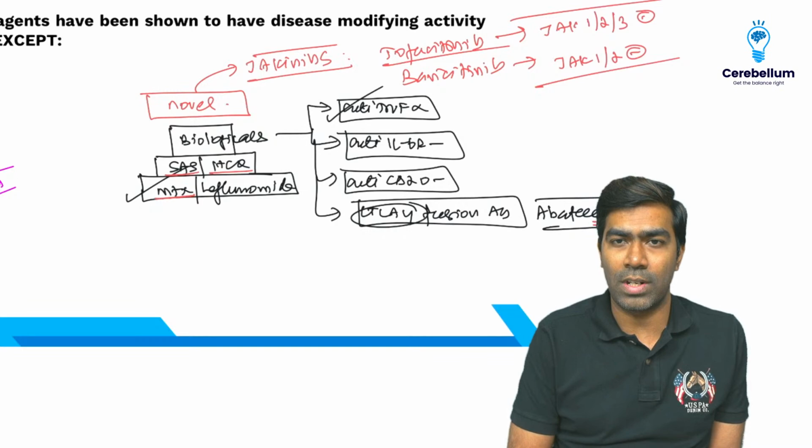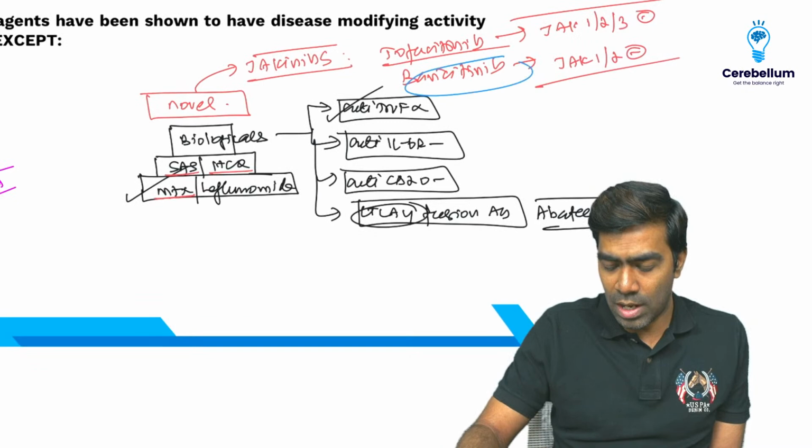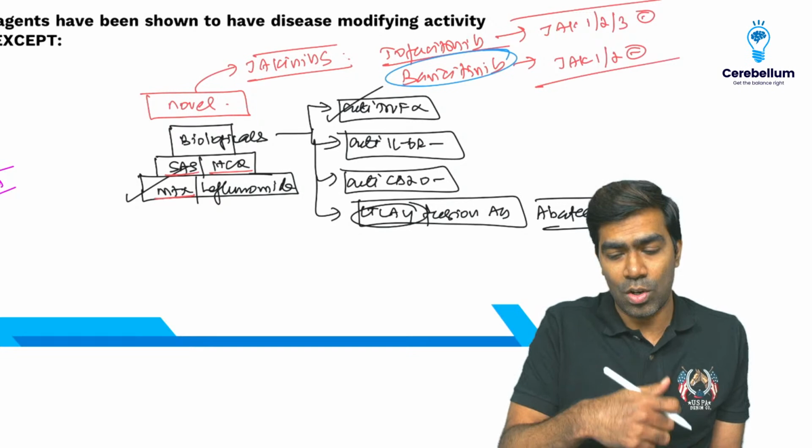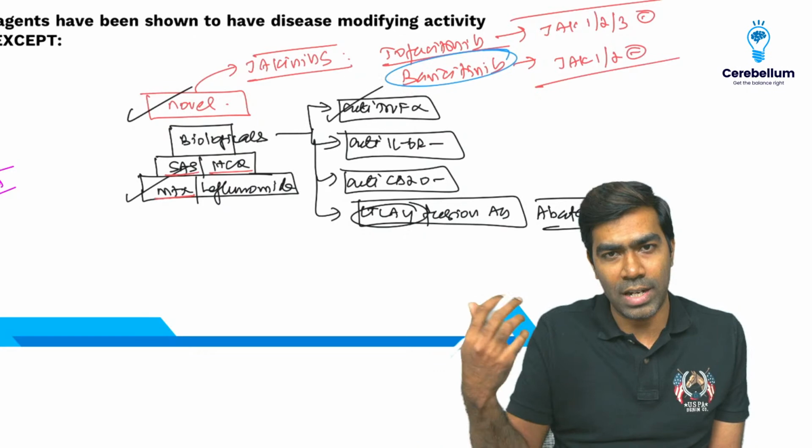So both are approved. Everyone knows that baricitinib has been approved for use in severe COVID also as an alternative to dexamethasone, which means when you can't use the common therapies, that time only you can use JAK inhibitors. Likewise, here also these novel therapies will be tried only when you can't use the baseline therapies. Like when you can't use anti-TNF drugs, as an alternative, maybe you can try these novel JAK inhibitors.